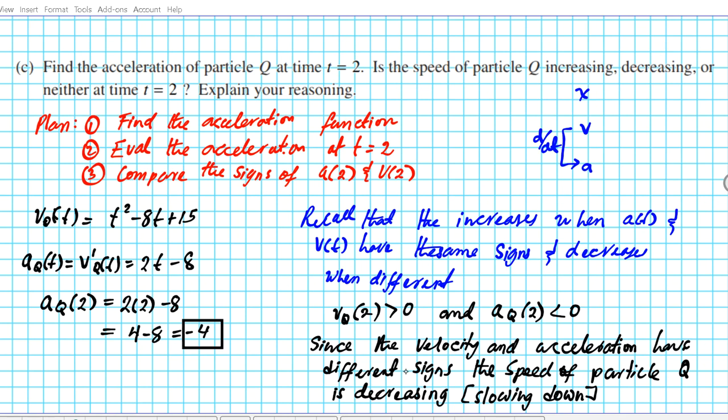Okay, so this one is a 2-point problem. To get your first point, you have to find the acceleration and evaluate it at 2, and you get 1 point here. And then secondly, the second point is by comparing these two and explaining the reason why the particle is experiencing a decrease in speed. So there you get another point there for a total of 2 points.